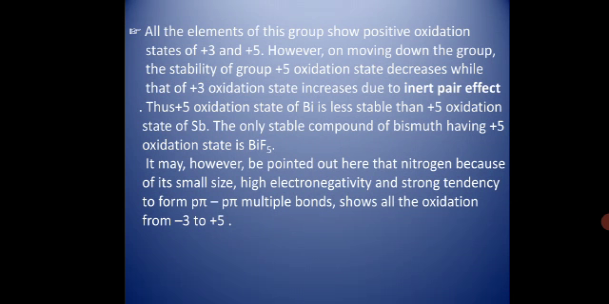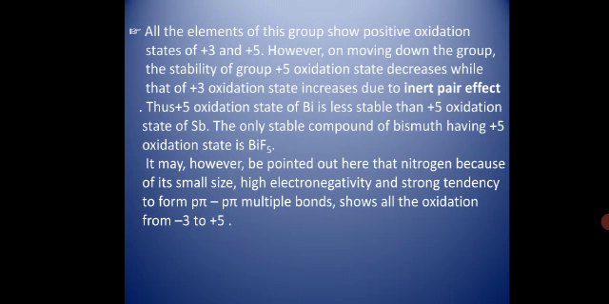Thus, the +5 oxidation state of bismuth is less stable than the +5 oxidation state of antimony, that is Sb. In the +5 oxidation state you get Bi2O5 and in antimony you get Sb2O5. So what is being said here? That Bi2O5 is less stable in nature than Sb2O5. We can say that the only stable compound of bismuth having +5 oxidation state with halogens is BiF5.